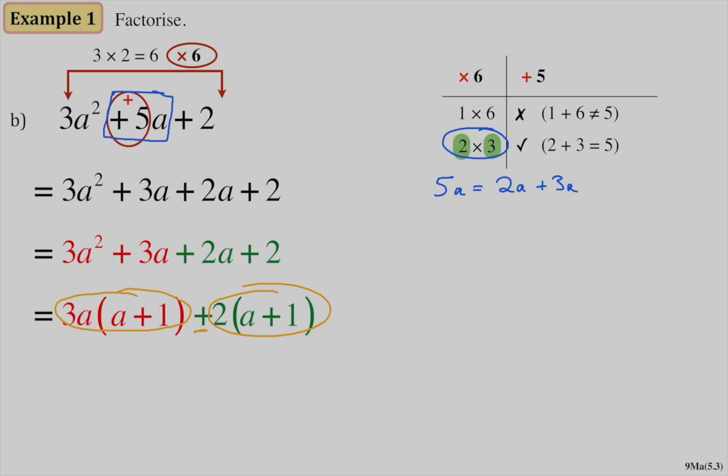What we do is we notice that each term has a common bracket. The bracket is a plus 1, so we write down the common bracket, and what gets left over? 3a plus 2. And that's our final answer. We've factorized the question.